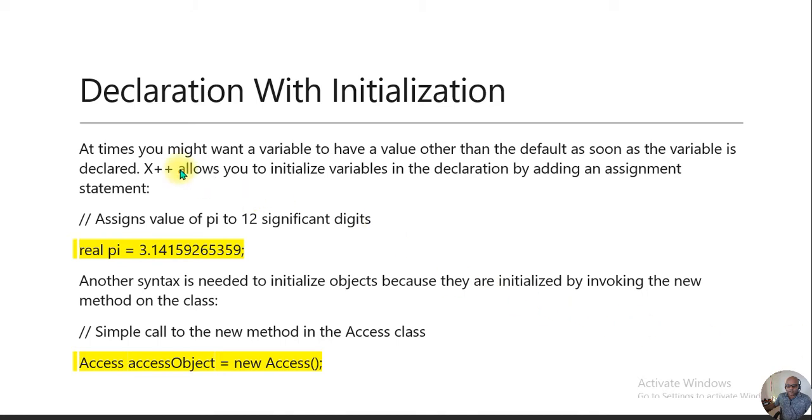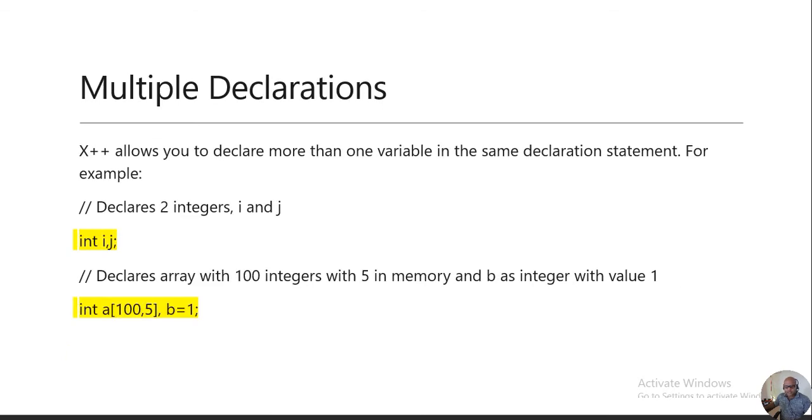At a time we can declare and initialize as well. Here, real pi, we can give the pi value at the start as its default value. Next, if you want to access a specific class, we can declare it like this: access object new access. Next, we can declare multiple variables of one data type at a time, as shown below. Here we declare two integers i and j, and below we declare an integer array at the same time. This way also we can declare.